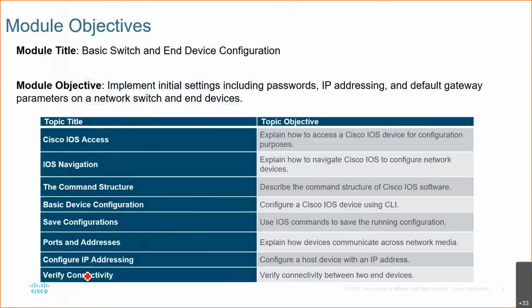There's one topic over here. It says verify connectivity. How? By giving the command ping. When you ping, which I'm going to show you later, if the ping is successful, that means the connection exists. If the ping is not successful, that means the connection is not there. Okay.